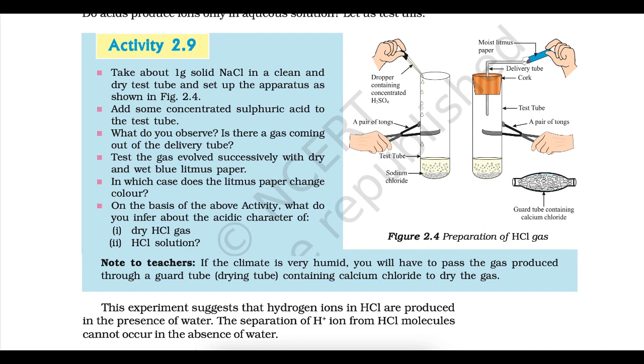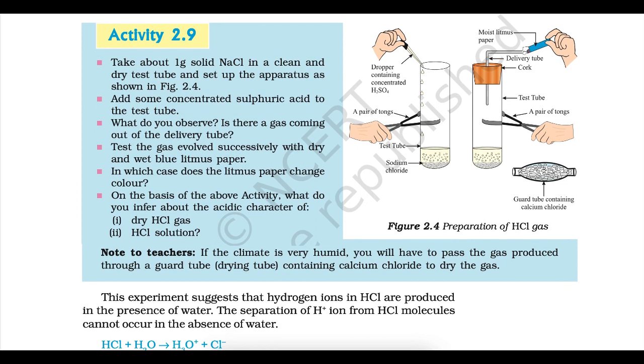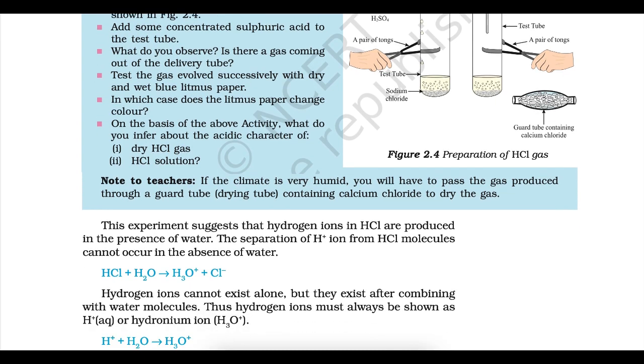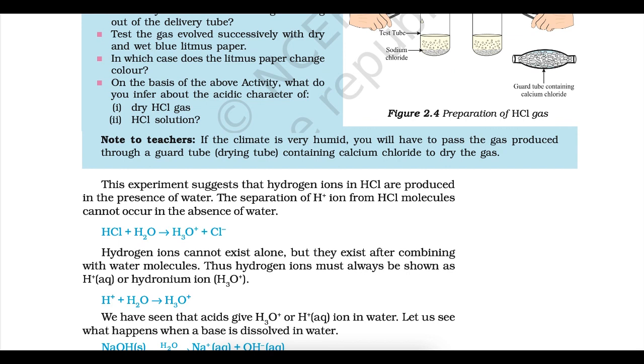Test the gas evolved successively with dry and wet blue litmus paper. In which case does the litmus paper change color? On the basis of the above activity, what do you infer about the acidic character of dry HCl gas and HCl solution? Note to the teachers: if the climate is very humid, you will have to pass the gas produced through a guard tube, which is a drying tube, containing calcium chloride to dry the gas.